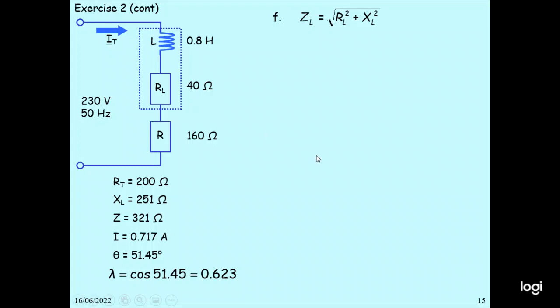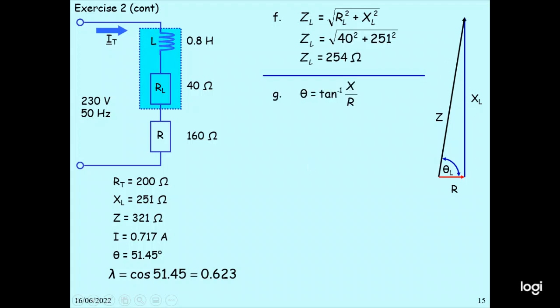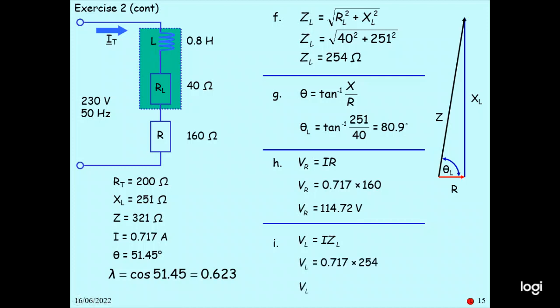So lambda is cos 51.45, you get 0.623. So this is the Z triangle here. Z equals square root of 40 square plus 251 square, 254 ohm. Theta equals tan inverse XL by R, so tan inverse 251 by 40, 80.9 degrees. And also VR equals IR, so 0.717 multiplied by 160, you get 114.724. And VL equals IXL, so 0.717 multiplied by 254, 182.124.